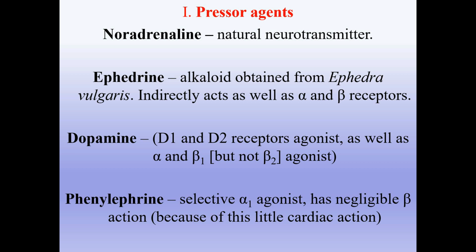First one is pressor agents. Noradrenaline, a natural neurotransmitter. Ephedrine, an alkaloid obtained from Ephedra vulgaris, acts indirectly as well as on alpha and beta receptors. Dopamine is a D1 and D2 receptor agonist, as well as alpha and beta-1, but not beta-2 agonist. Phenylephrine, a selective alpha-1 agonist, has negligible beta action, because of this little cardiac action.